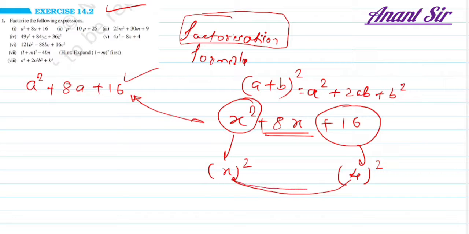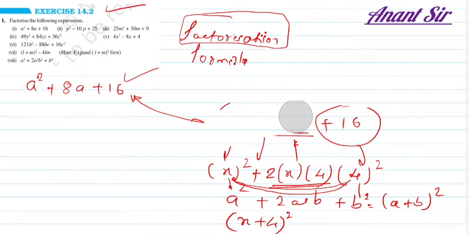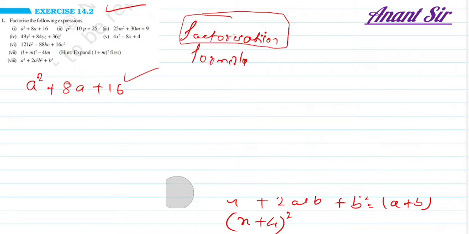If you multiply these two terms by 2, so 2 into x into 4, whatever the sign there is, do you get the middle term? Yes, 2 times 4 is 8x. Then you can write this as a square plus 2ab plus b square. That means this is a plus b whole square. This is a and this is b. So this is x plus 4 whole square. This is our answer. So we are going to do it in this manner. We are going to use the formula method.